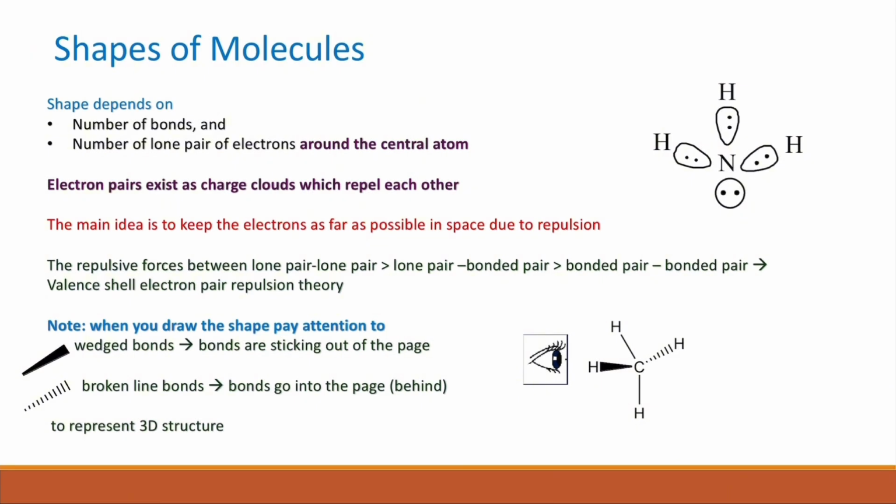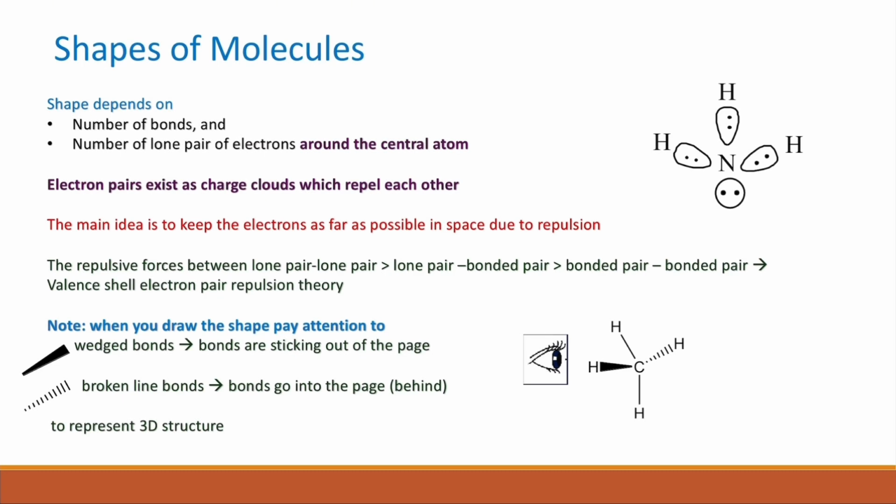So in shapes of molecules, the thing that you need to know about is that the shape will depend on the number of bonds and the number of lone pairs of electrons around the central atom. Remember that the shape of the molecule is governed by these two factors: the number of bonds and the number of lone pairs of electrons. The idea is that the pairs of electrons are trying to stay further apart from each other in space. So they will keep away from each other and take that shape.